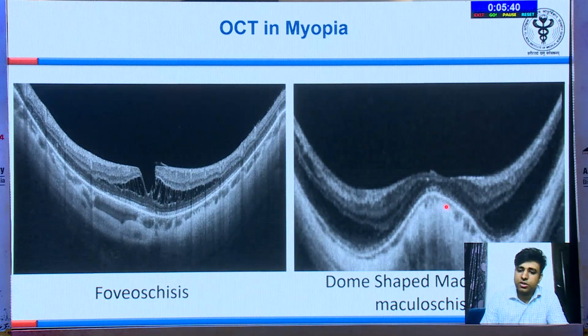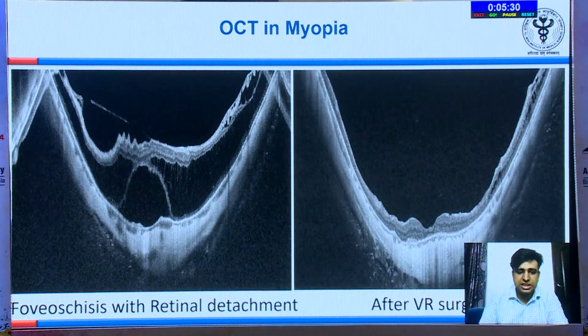This dome is causing a buckling effect at the center of the fovea, and hence there is no foveoschisis in this patient, but there is splitting of the retina around the dome. This is called maculoschisis. This patient had foveoschisis along with retinal detachment, and after VR surgery we can see how well the retina is attached along with disappearance of the foveoschisis.